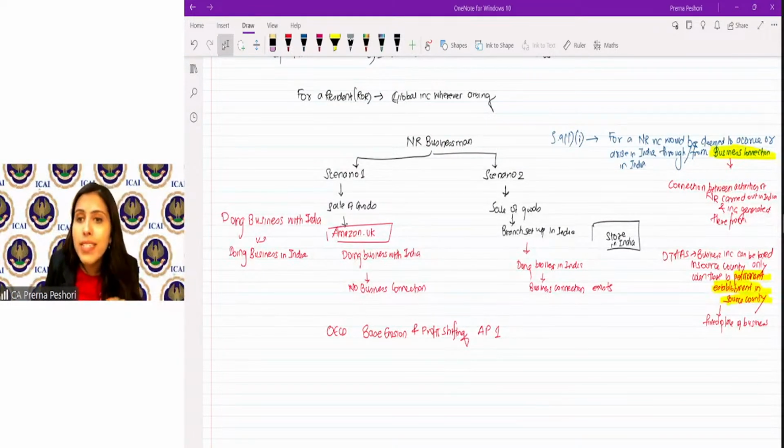So therefore, the OECD under BEPS Action Plan 1 recommended 3 options to the countries in order to tax the digital transactions. Number 1, introduce the significant economic presence. Number 2, equalization levy. And number 3 is withholding tax. Withholding tax means the TDS. TDS on the digital transactions. And India has adopted all these 3 options under the tax statute.